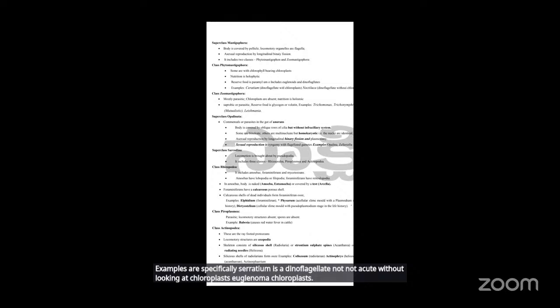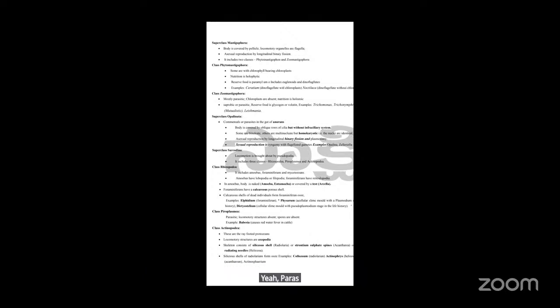So Zoomastigophora, I think this is the animal-like form, mostly parasitic, chloroplast is absent, nutrition is holozoic. Okay, so holozoic, they feed on what they don't produce by themselves. Mostly parasitic. Parasitic is they depend on a host for sustenance, usually causing harm to the host. So they feed from another organism. They don't have chloroplast and they are unable to make their own food by themselves. Reserve food is glycogen or volutin. Okay, glycogen is what they store their food as.